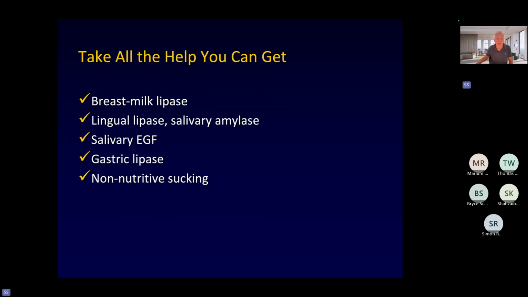Take all the help you can get. In a newborn who's had an intestinal resection, the best nutrition is still mother's milk. Take advantage of lingual lipase and salivary amylase, which are high in concentration in the newborn. Epidermal growth factor is present in the saliva. Gastric lipase is present. And also non-nutritive sucking is going to help not only in enteral nutrition absorption, but also in normalizing intestinal motility.